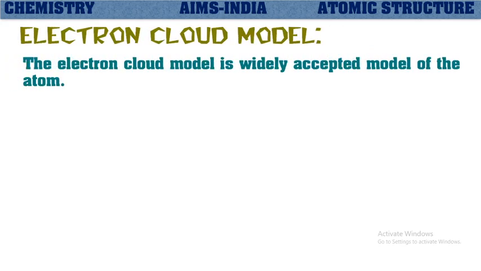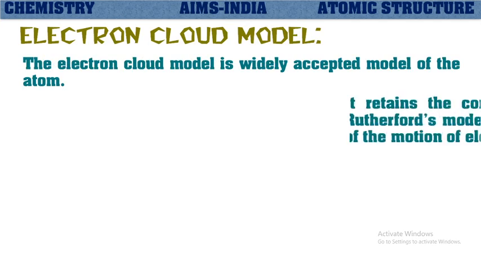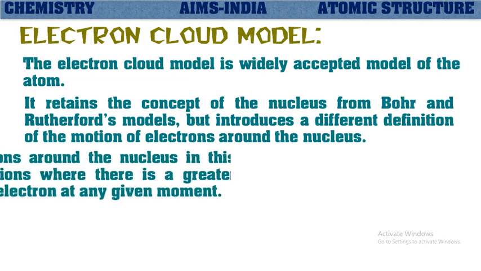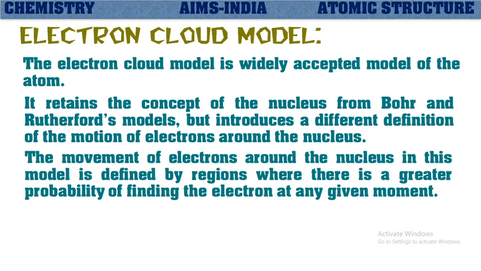Electron cloud model. The electron cloud model is the widely accepted model of the atom. It retains the concept of the nucleus from the Bohr and Rutherford models, but introduces a different definition of the motion of the electrons around the nucleus. The motion of electrons around the nucleus in this model is defined by regions where there is a greater probability of finding an electron at any given moment.